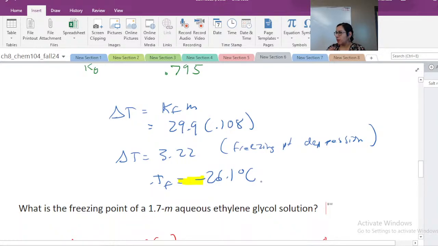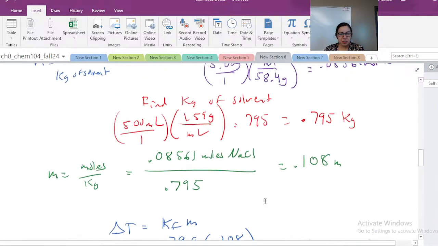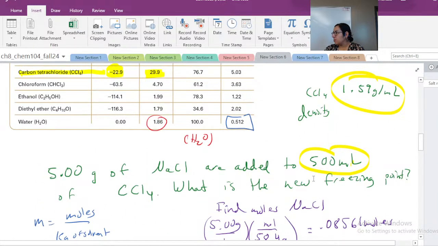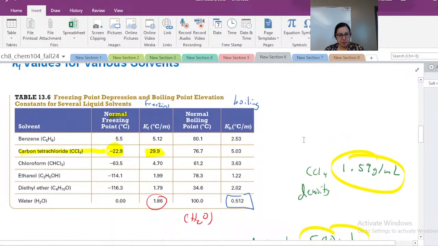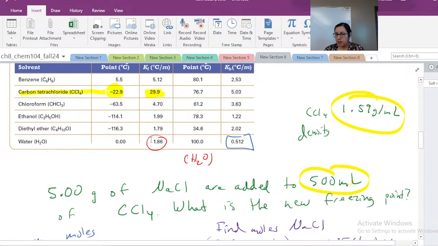I was confused on the original freezing point. Yeah, because once you find the change, then it might ask what's the new one? And so again, you'd have to be given all these values. You have to be given your Kf or whatever solvent. So hopefully, again, that kind of helps push you in the right direction.